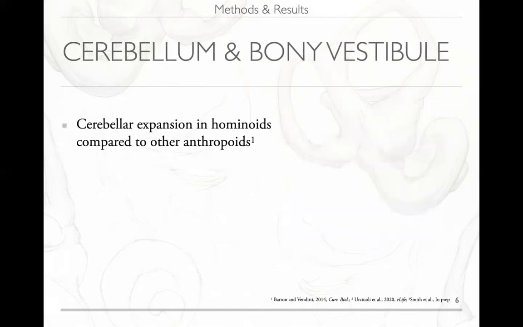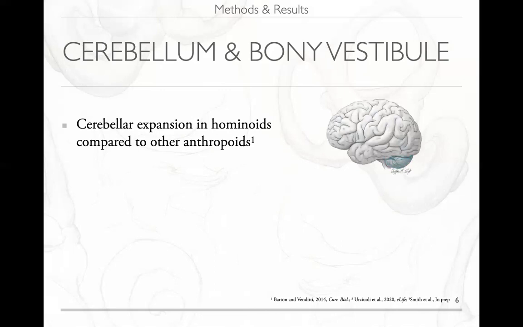So recent evidence from Barton and Venditti in 2014 primarily is showing an expansion of the cerebellum relative to the neocortex in hominoids compared to other anthropoids. And we know functionally that the cerebellum plays a vital role in the vestibular system as a whole, since the vestibular end organs send signals either directly or indirectly to certain regions of the cerebellum.